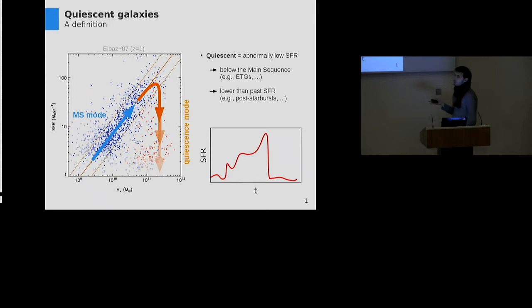And so this means that you can see galaxies that have a star formation rate that is low in the absolute sense, or perhaps relative to its past. So it means that this selects pretty much anything from very old early type galaxies to young post-starburst galaxies.